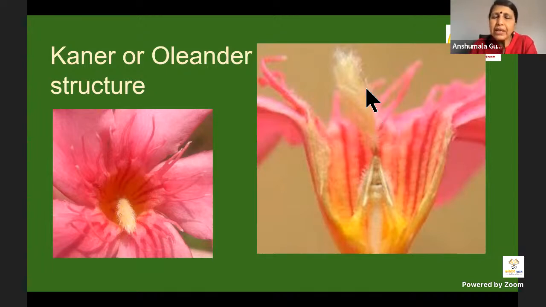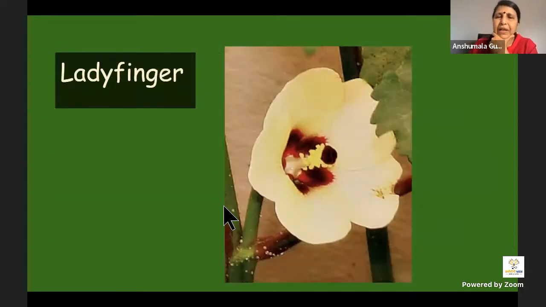So this we got from the internet. If some flower you are having difficulty understanding, you can give a Google search and ask for its structure, as long as you know its name. Even if you know the local name, mostly you find it. So this is one difficult flower. Many flowers are difficult. This is a ladyfinger, bhindi or okra.